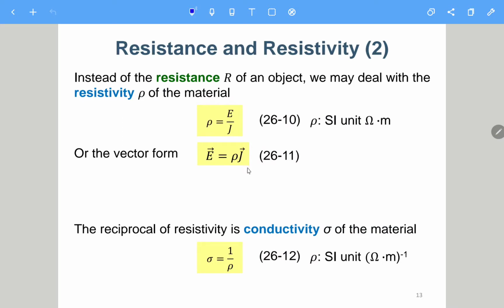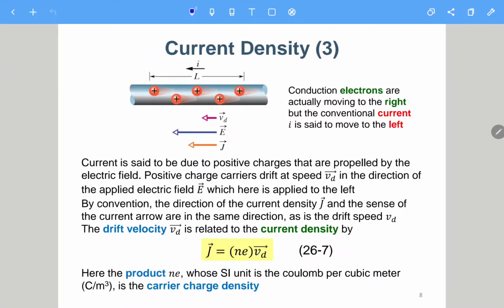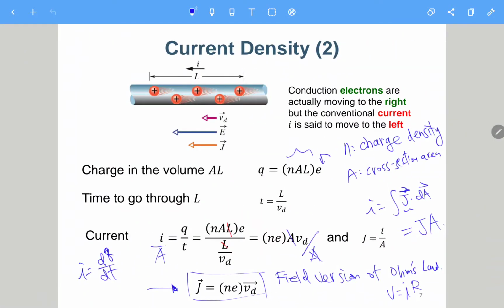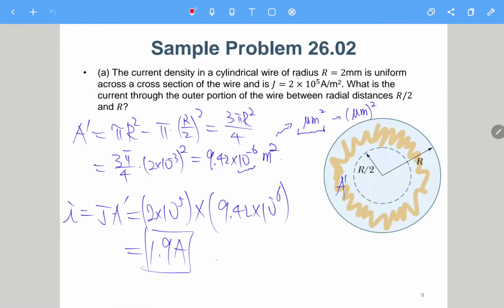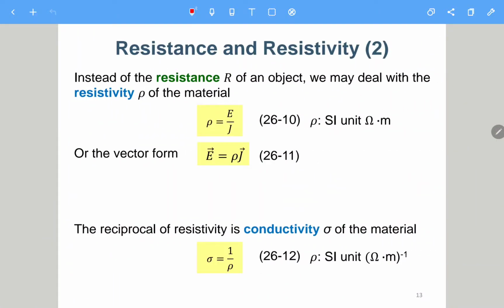Okay, this is another one. I think last time I mentioned something incorrect. This is not actually the full version of Ohm's law. It should be the latter one. This one is not, but at least this formula is important. I think this one should be the vector version, the vector form of Ohm's law.